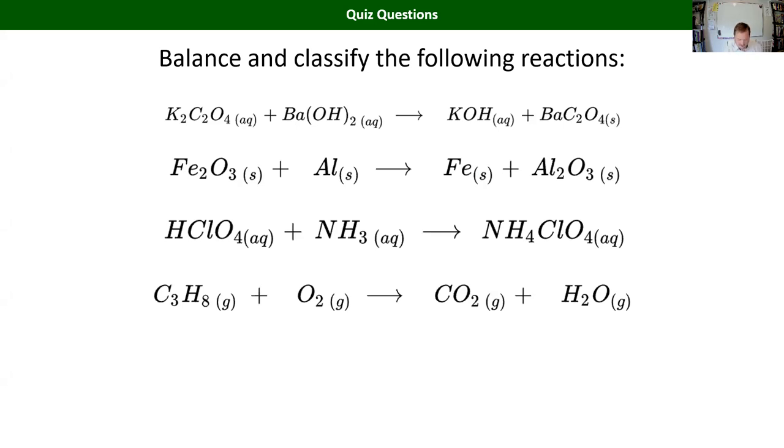As far as balancing this, if we just start by looking at iron, I've got two irons over here. Therefore, I know I have to make at least two iron atoms on the right-hand side. And I'm making aluminum oxide, which has two aluminums. So I know I've got to have at least two aluminums here. And once we do that, if we then look at the oxygens, you see we have three oxygens on the left, three oxygens on the right. So that's all we need to do to balance it, is to put those coefficients of two on the metals.